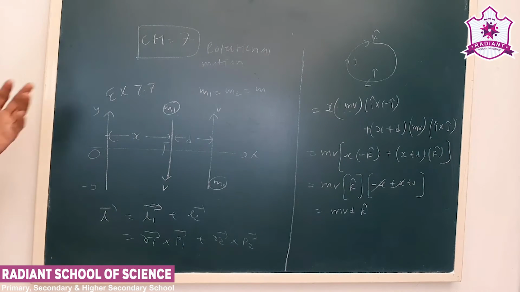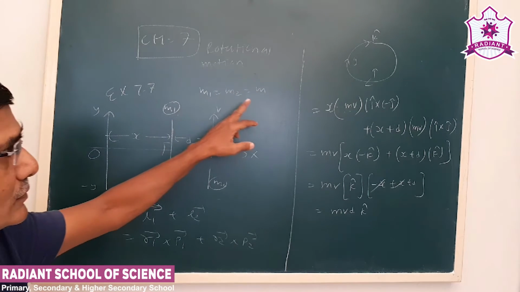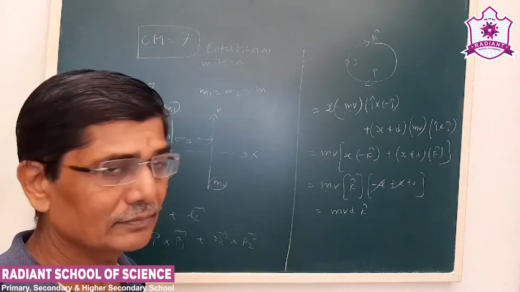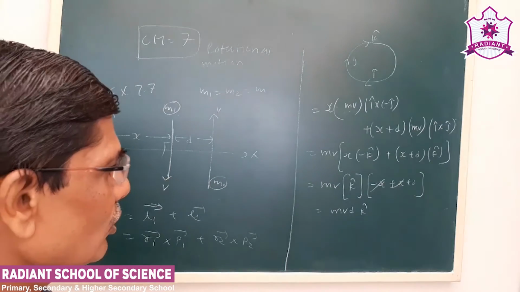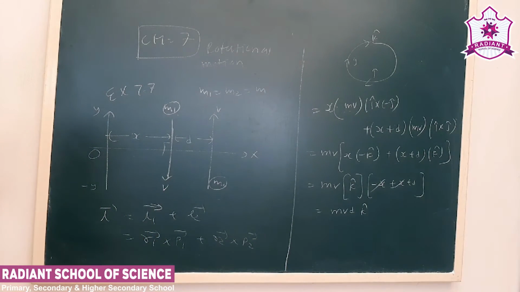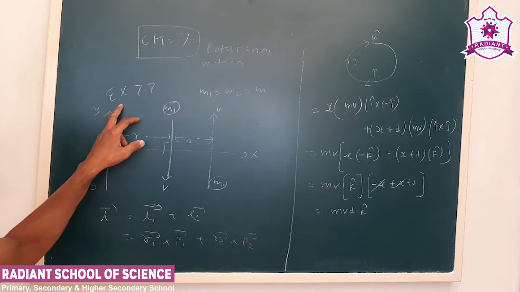So for this two particle system moving in mutually opposite directions, the angular momentum of the two particle system does not depend on the position or the origin. So this is how we can prove this. That is our exercise sum number 7.7.